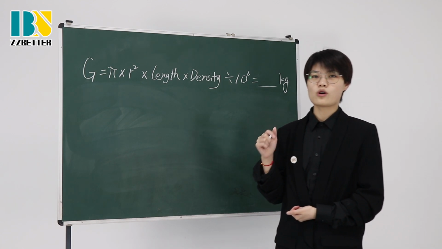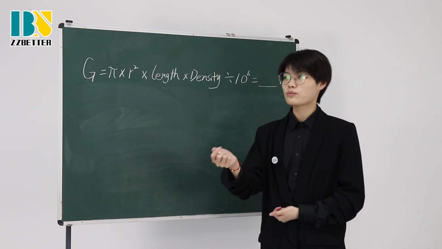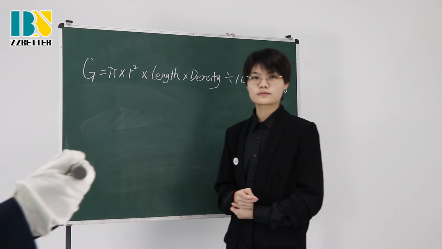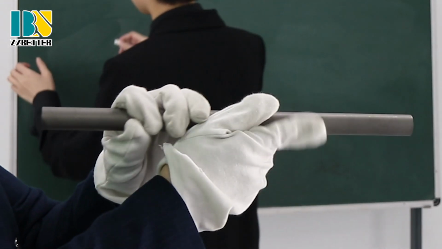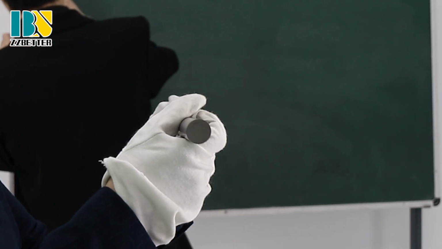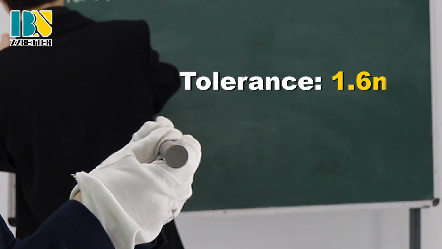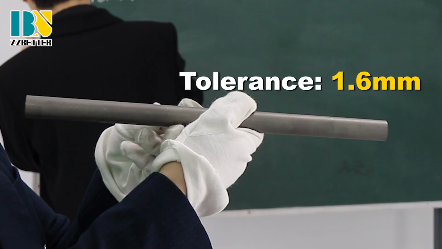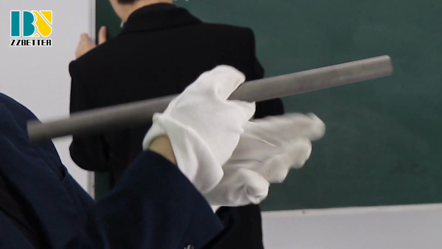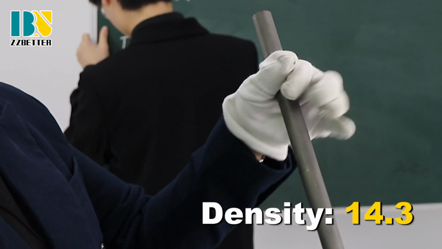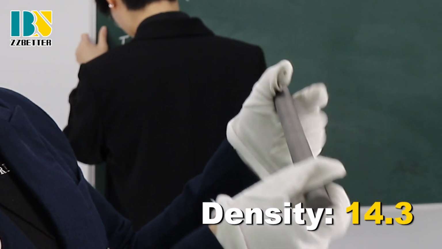First, let's take an example of our carbide rod. Zoe, can you please show us the example rod? Yes, I take a carbide rod. This is a carbide rod. Its diameter is 18 millimeter. Its tolerance is 1.6 mm. The length of it is 331 mm. The density of it is 14.3.